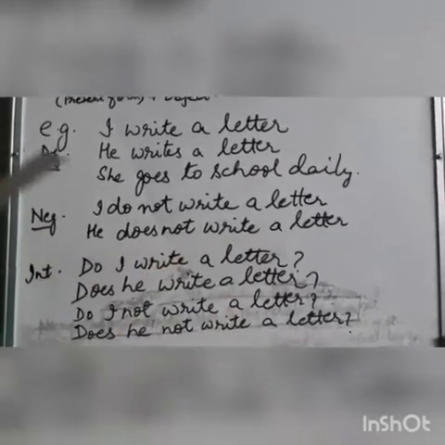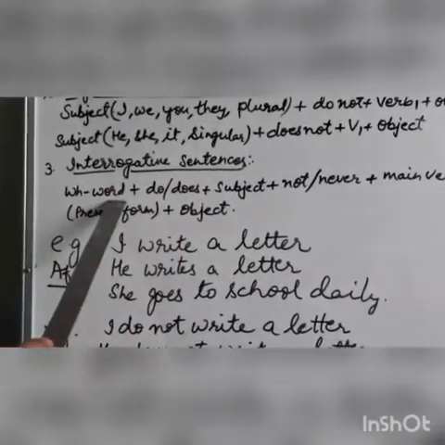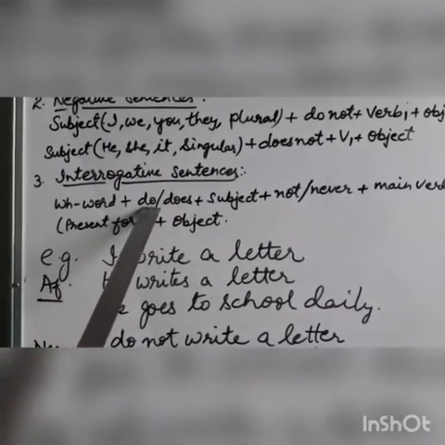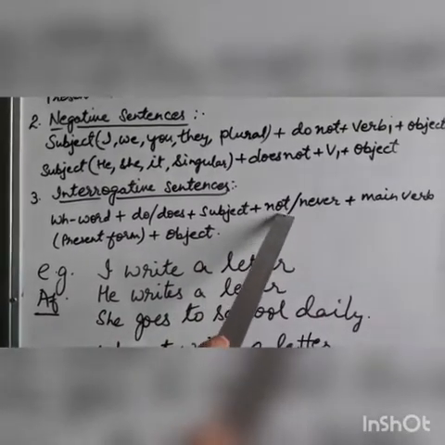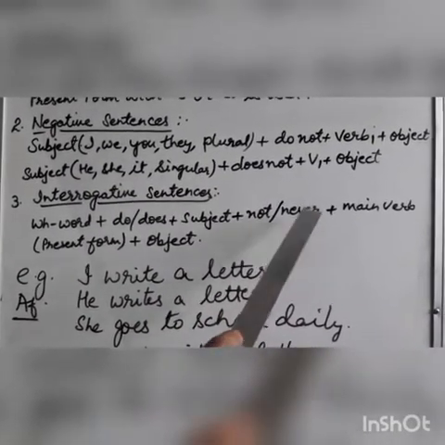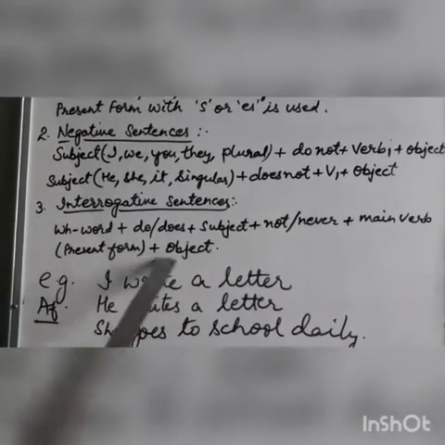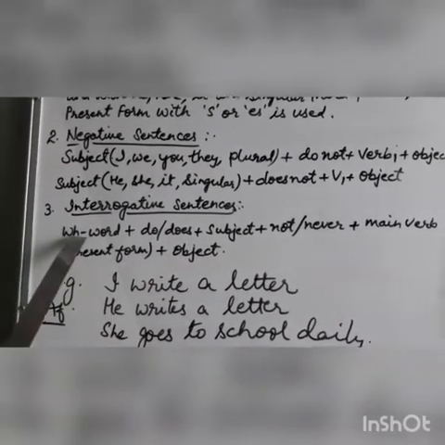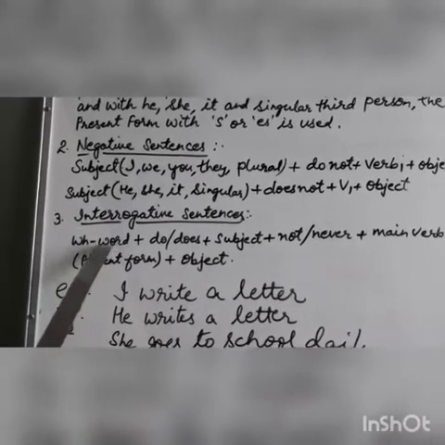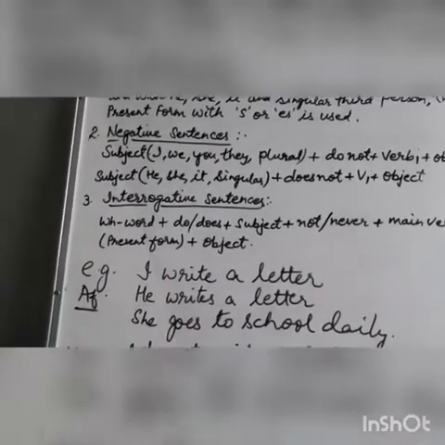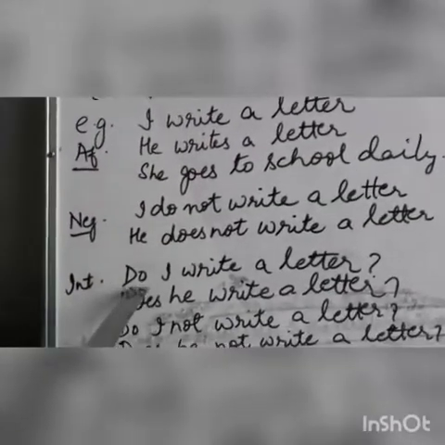Like this. And in interrogative sentences, WH word plus do or does plus subject plus not or never in the negative sentences plus main verb and present form of the verb plus object. WH words means you will be using question words like why, who, whom, which. And when you make sentences in interrogative sentences, see the examples.